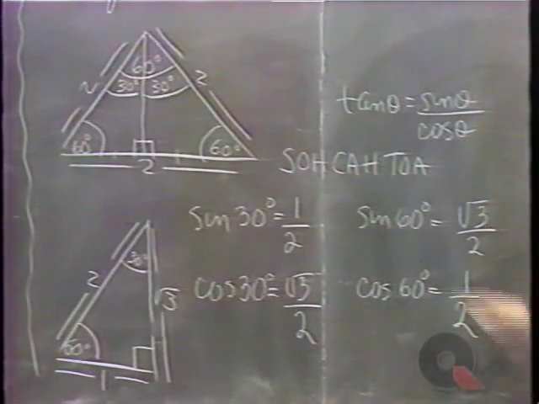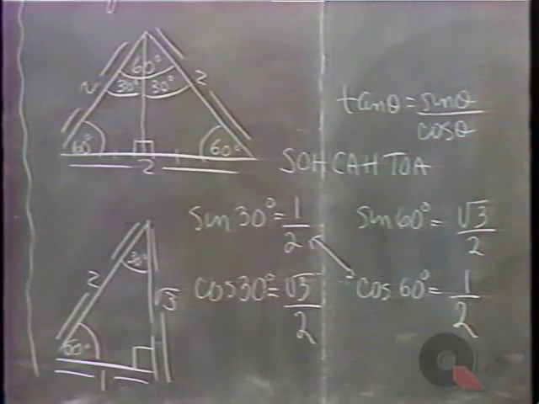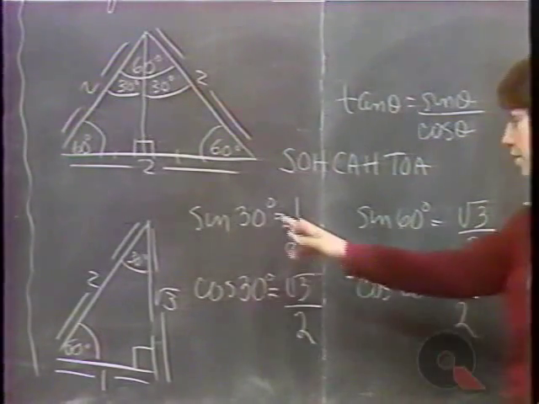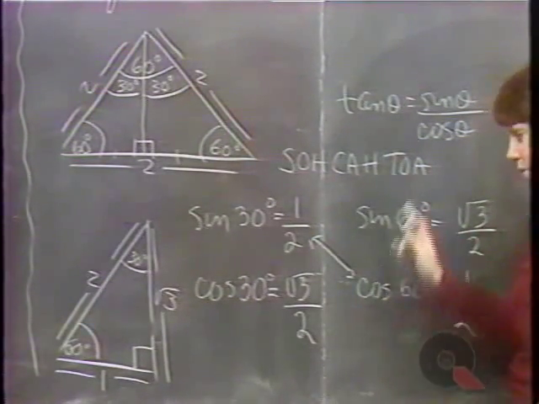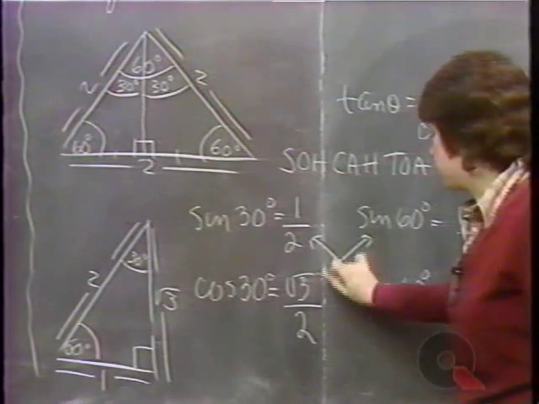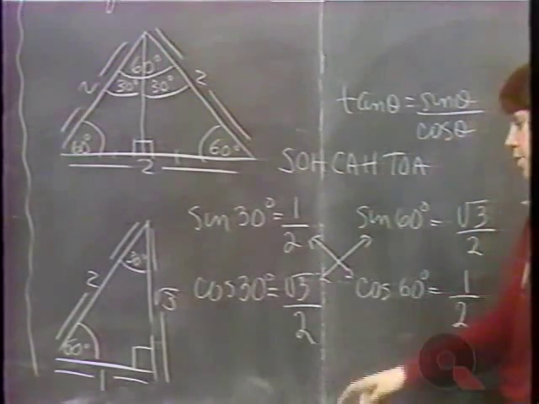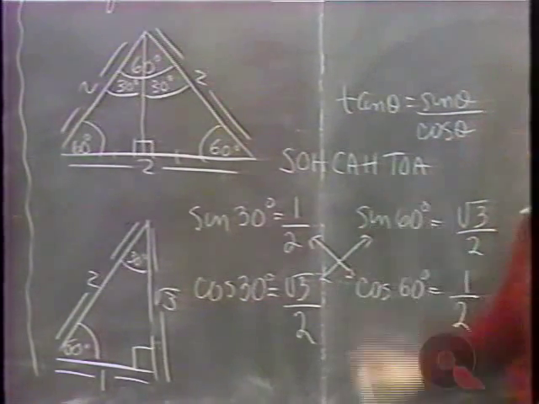Notice that the sine of 30 degrees is equal to the cosine of 60 degrees, which is not too surprising because in an earlier videotape we learned that the sine of an angle is equal to the cosine of its complement. And similarly here, the cosine of 30 degrees is equal to the sine of 60 degrees. The sine of this angle is equal to the cosine of its complement, or the cosine of this angle is equal to the sine of its complement.